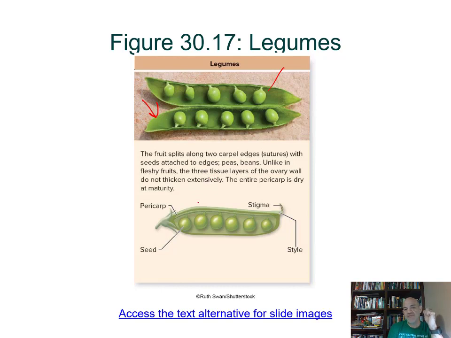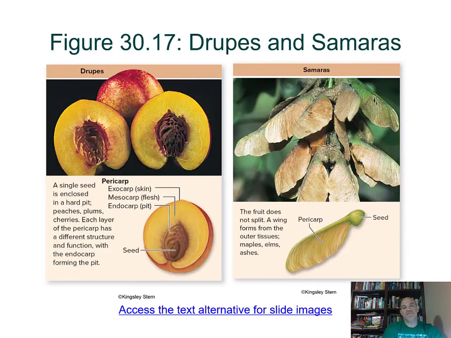So that's what defines a legume. Again, there's no fleshy part there like you might associate with other fruits. So to think about it, the seed pod is the fruit. Okay? And then on the left you have a drupe, and this is a peach here.